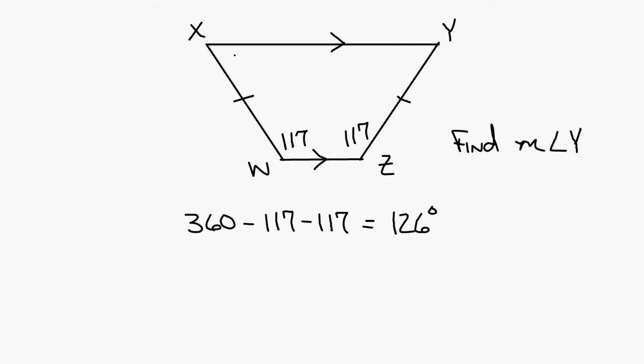So you've got 126 degrees left and two base angles. But you know that these base angles are congruent because it's an isosceles trapezoid. So if you take that 126 that's left and divide it by 2, it'll give you each of those angles, which is 63 degrees. Angle Y is 63 degrees, and angle X is 63 degrees.